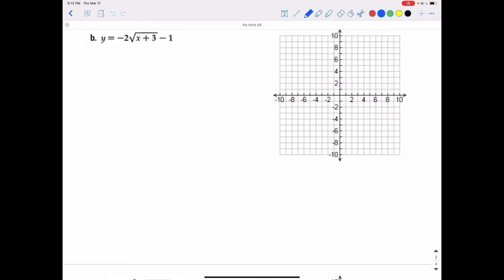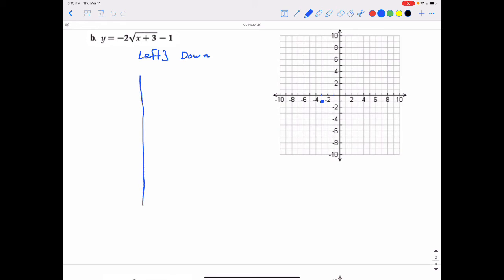Example B, y equals negative 2 square root of x plus 3 minus 1. So we first need the starting point. We look at the shift to find the starting point. And that plus 3 means we are actually going to go left 3. And the minus 1 means we will go down 1. And that is the starting point. So left 3, so 1, 2, 3, down 1. Place this as a starting point right there.